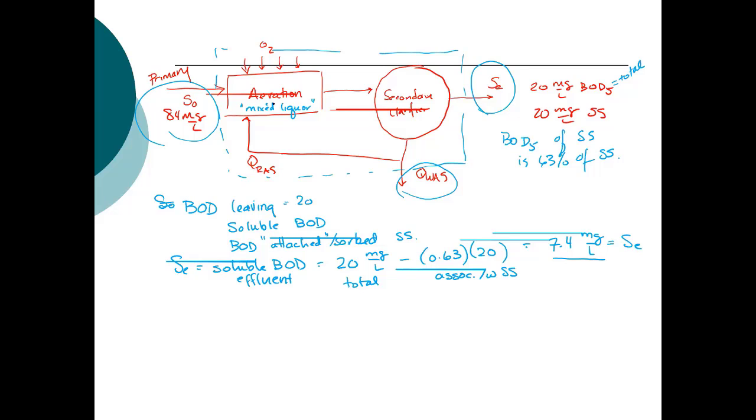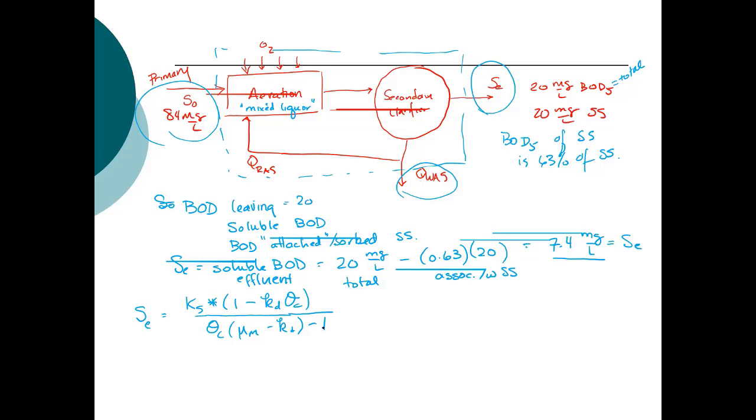And the equation that we use for this is that S sub E is equal to K sub S times (1 plus K sub d times the mean cell residence time) divided by (the mean cell residence time times mu sub m minus K sub d) minus 1.